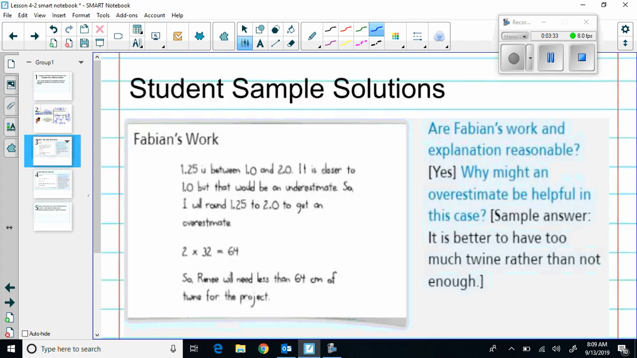So let's look at our sample examples. Fabian said it is better to have too much twine rather than not enough. Awesome job, Fabian. I agree. So he took 2 times 32 and got 64. So she would have enough to turn in her art project. So he had an overestimate.